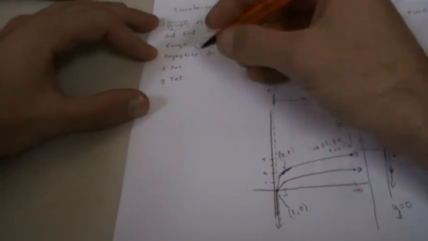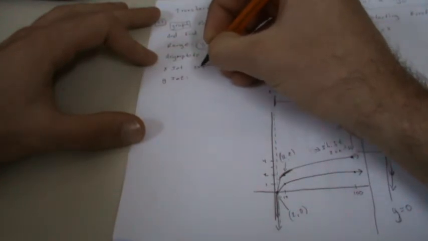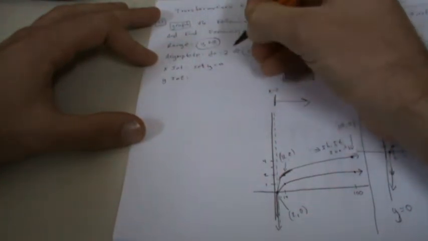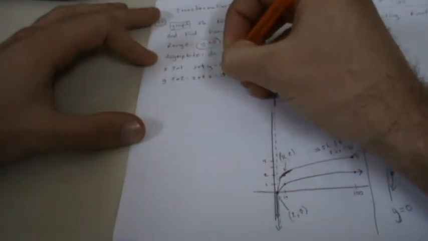And now, finding the x and the y intercepts. As always, to find the x-intercept, you set y equal to 0. To find the y-intercept, you set x equal to 0.